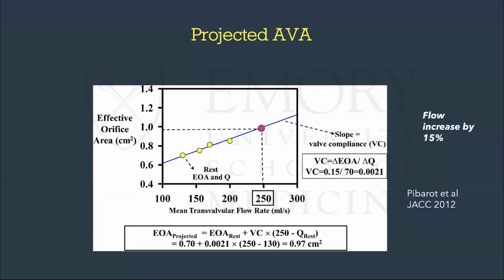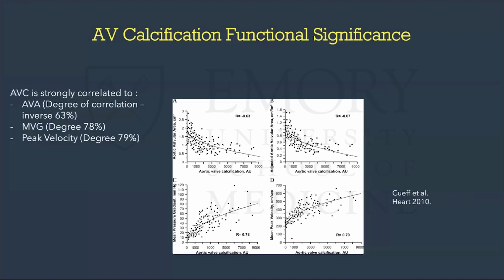This is how we calculate projected valve area: we look at the flow currently, and we estimate the flow based on the change with dobutamine, and then we try to estimate, if this patient were to have a normal flow, which is 250 here, how big the valve area is going to be. So if patients don't meet this criteria and do not meet the criteria for calcification, they are excluded.